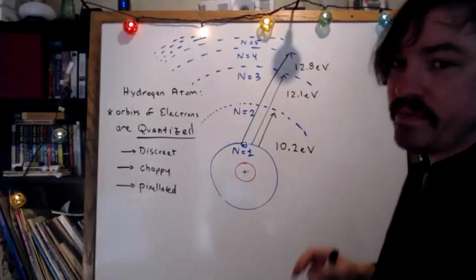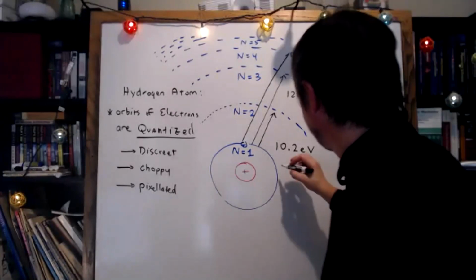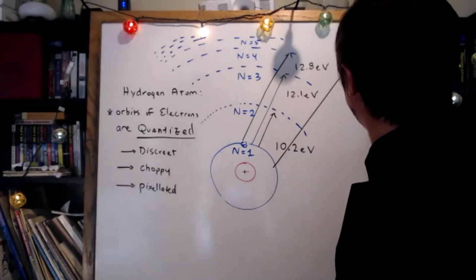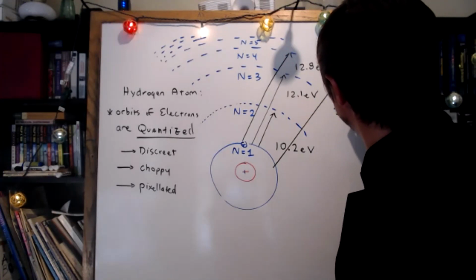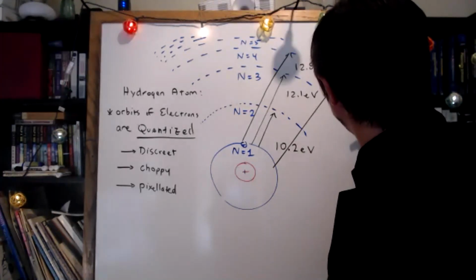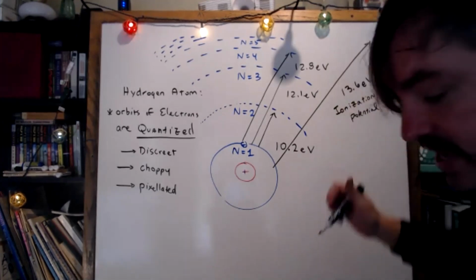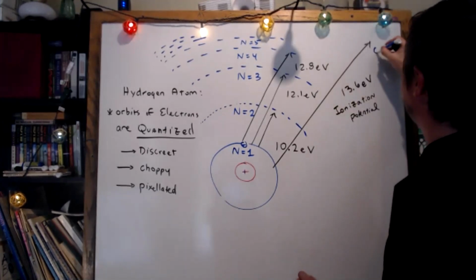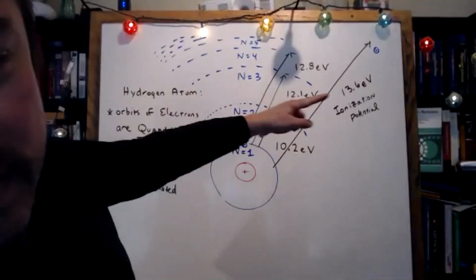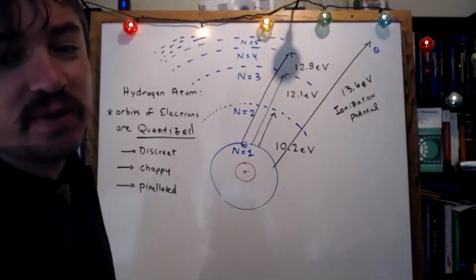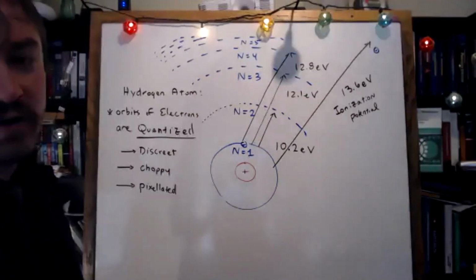There is one last energy stop, sometimes known as the ionization potential of hydrogen. If I give my electron exactly 13.6 electron volts, then boop, I can kick the electron right off of the atom and fling it into space. You could think of 13.6 electron volts as like the escape velocity of the electron. That's one way to think about it, although it's an energy, not a velocity.